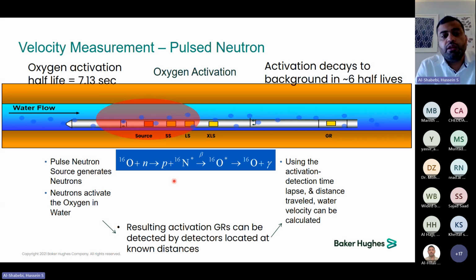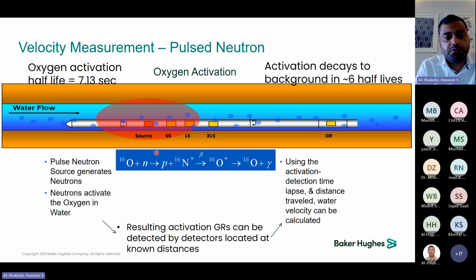This is for the array tools. Another application that we have in Baker is the pulse neutron tool for oxygen activation application. Usually we are running this tool in very complex environments, like if the spinners are sticky and not rotating and you are trying to get the water entries, or there is a leak of water behind the pipes.